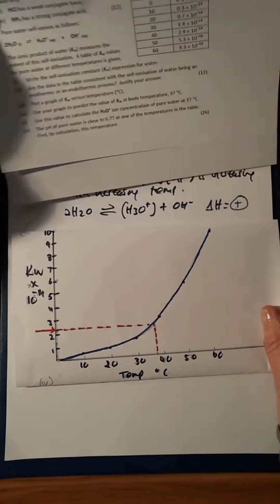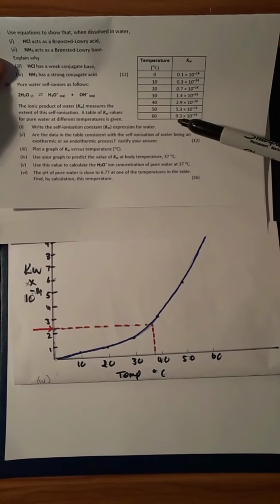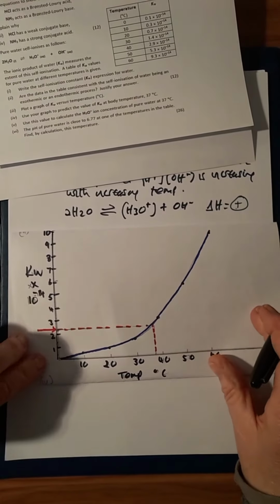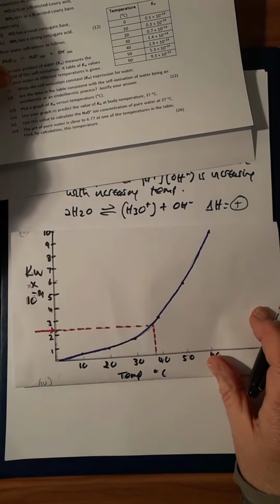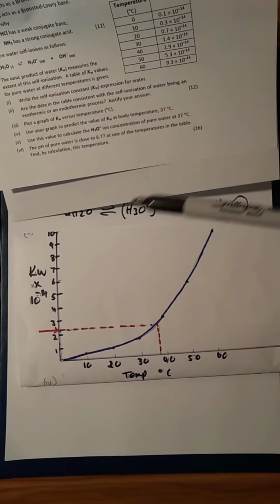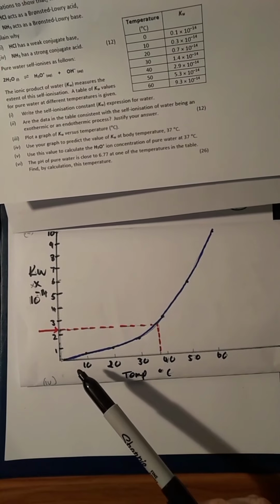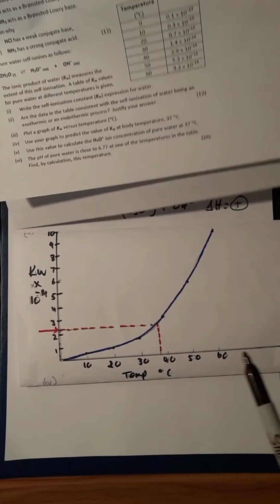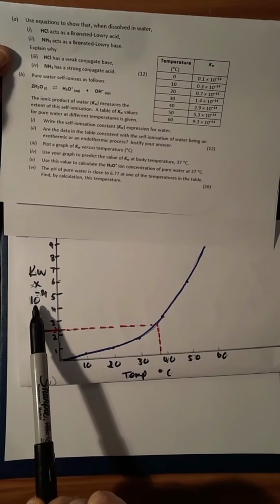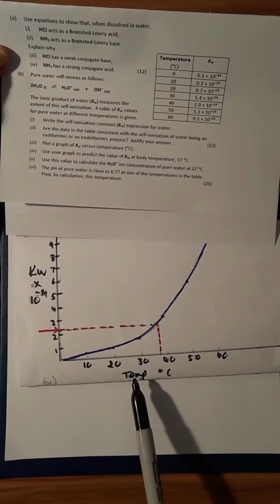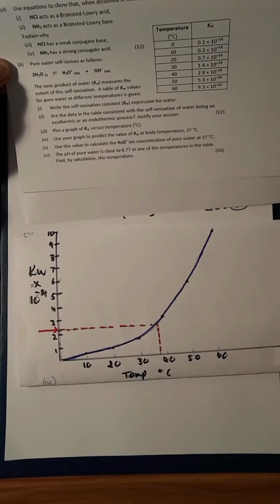I've taken the Kw values going from, we'll say, 0 up to 9, so I've taken those up my y-axis because they're the ones that are changing. That I have no control over. The temperature can be controlled, so we're going up in 10 degrees, and that's going along the x-axis. Don't forget to label the axis. So this one is the Kw by 10 to the minus 14, and this is the temperature in degrees Celsius. Right, so you plot your graph. That's the first thing to do.